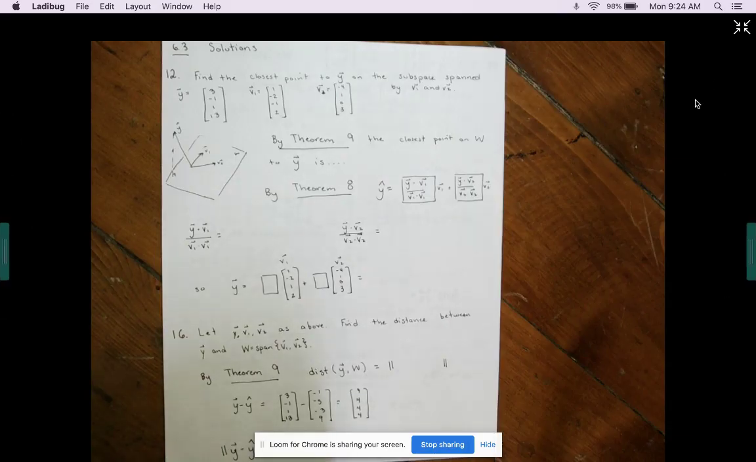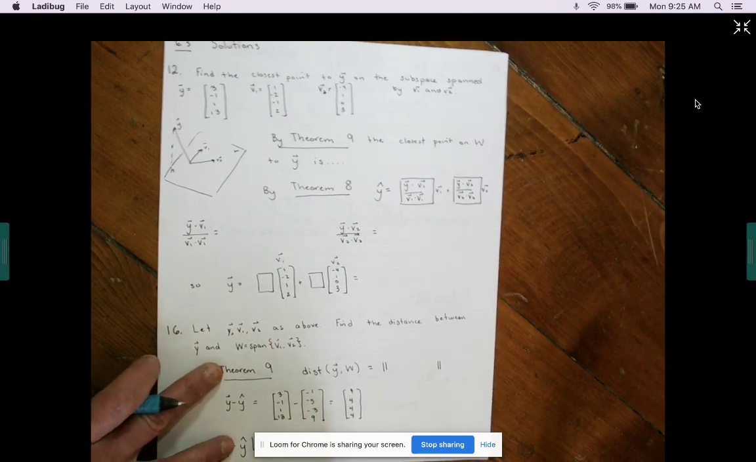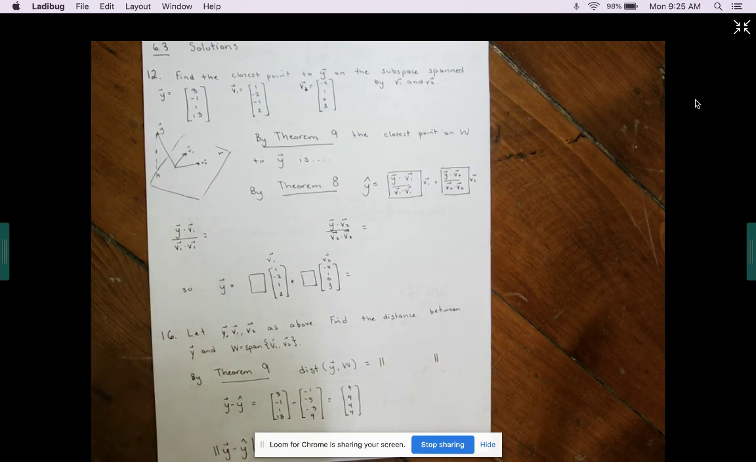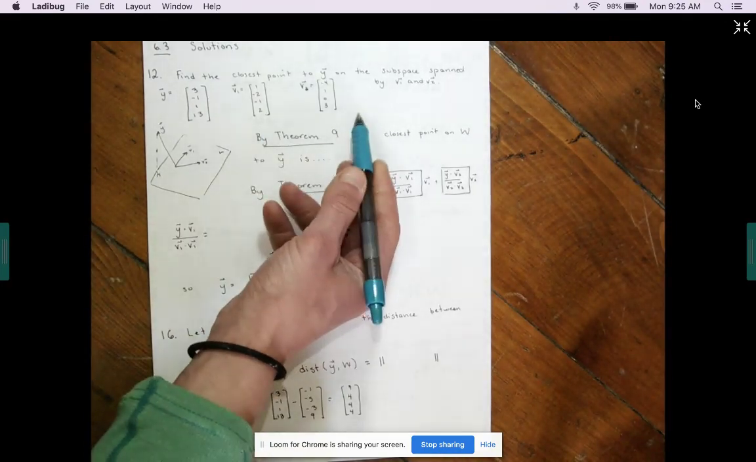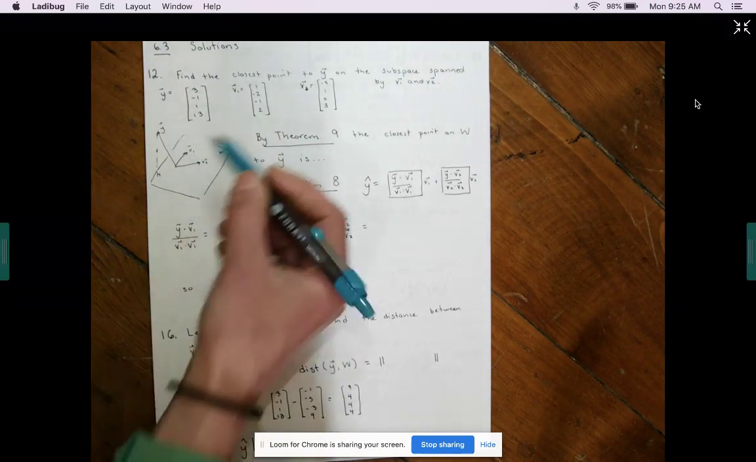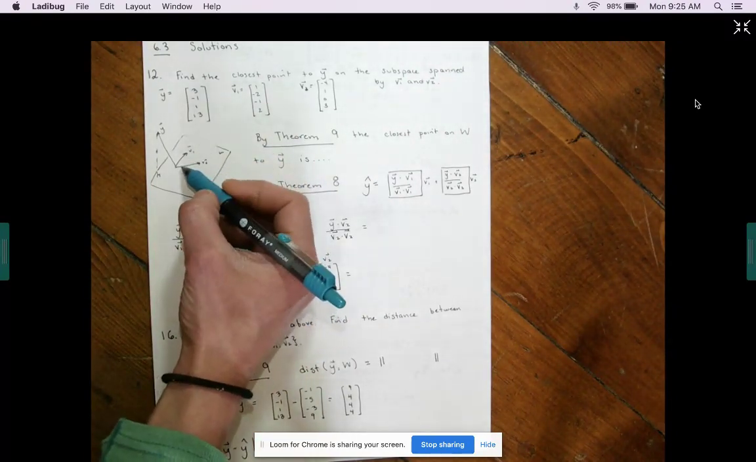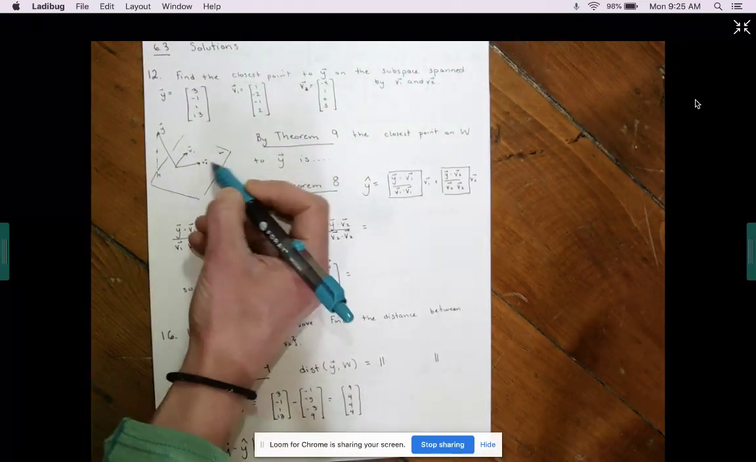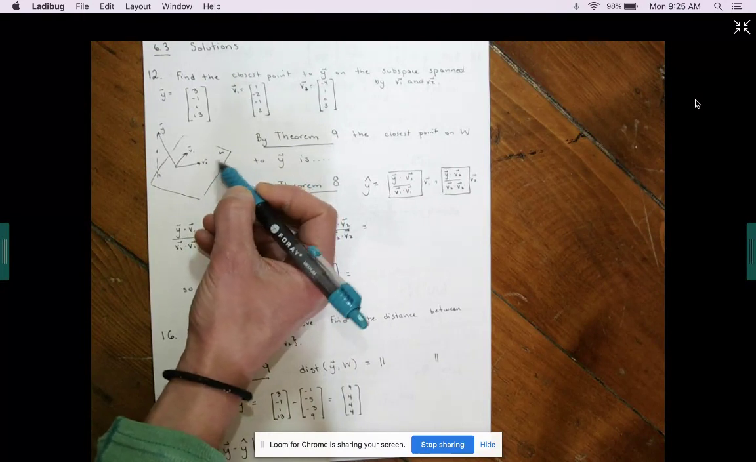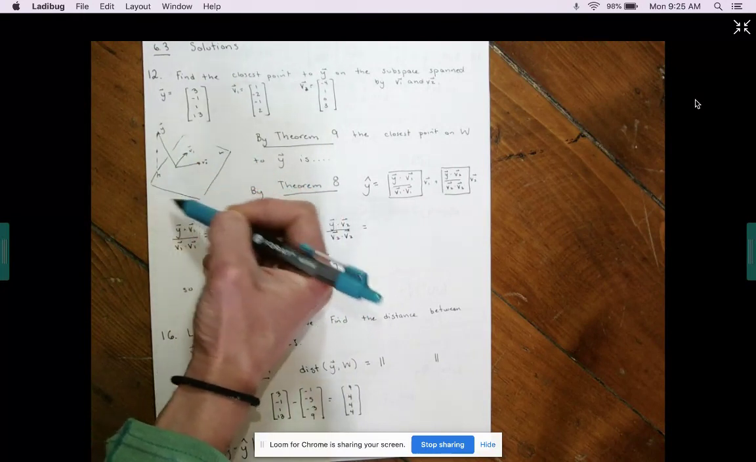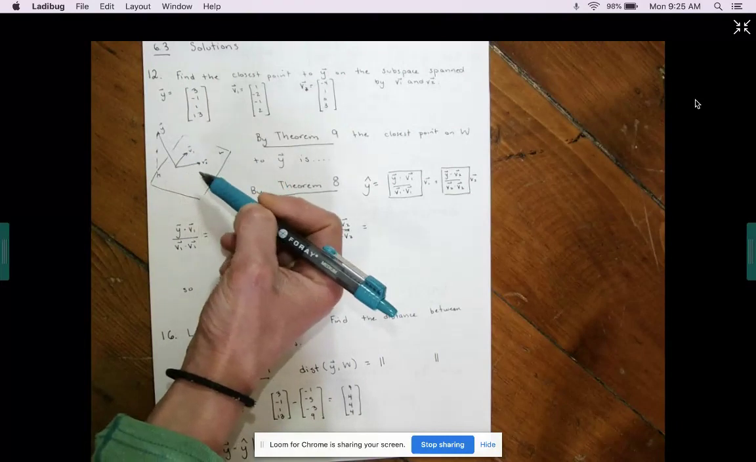Okay, here we're going to go over a few of the questions from your 6.3 homework. So the first question wants you to find the closest point to a vector y on the subspace that's spanned by v1 and v2. So v1 and v2 are two vectors. They probably span a two-dimensional subspace. We're in R4, but I drew my picture in R3 just to make it a little simpler.